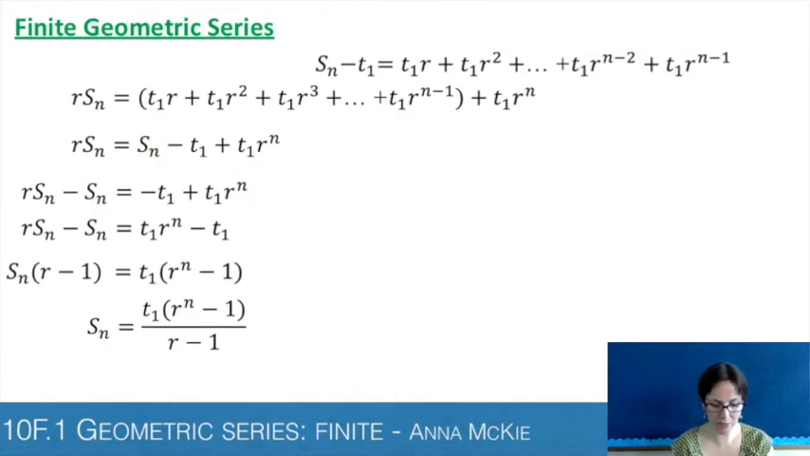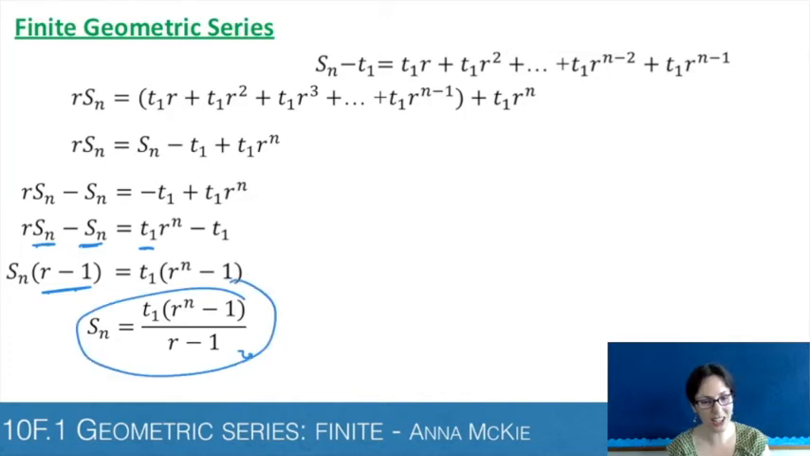Factorising out a common term. Sn is common in this section, and t1 is common here. We then take this r take 1 and divide through, and that is giving us the formula for the sum of a geometric series.